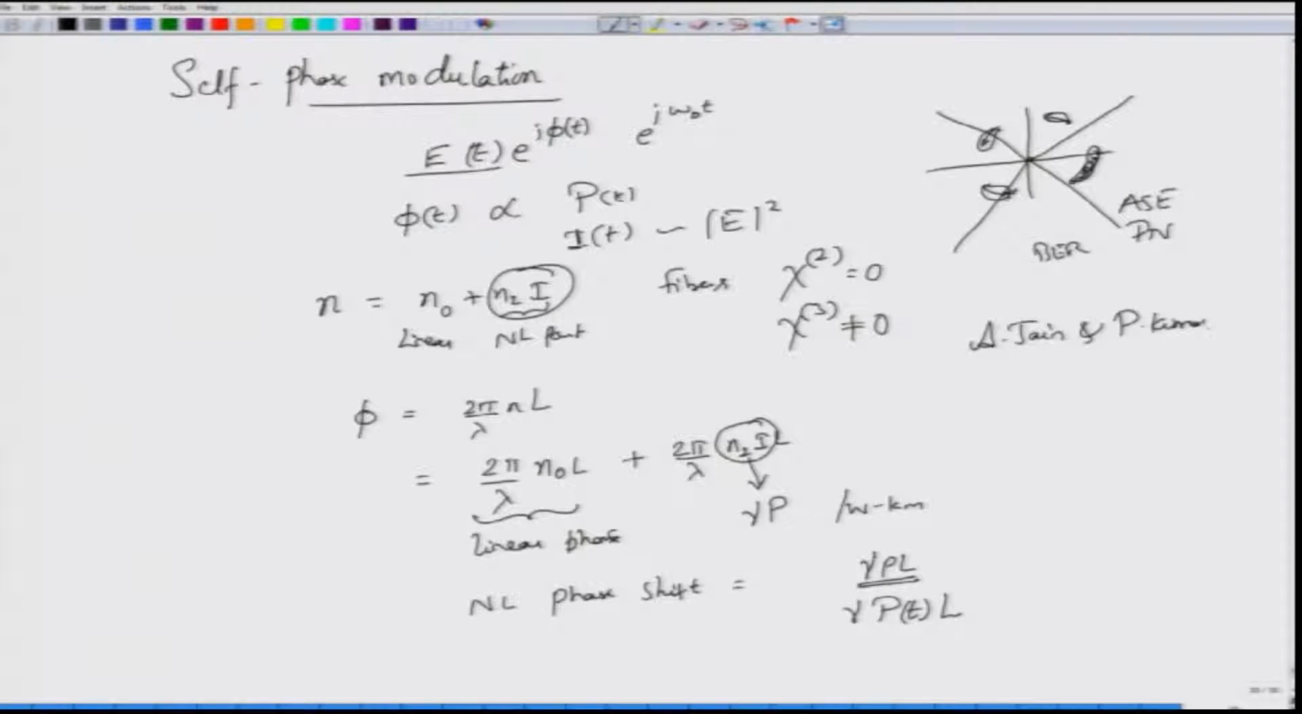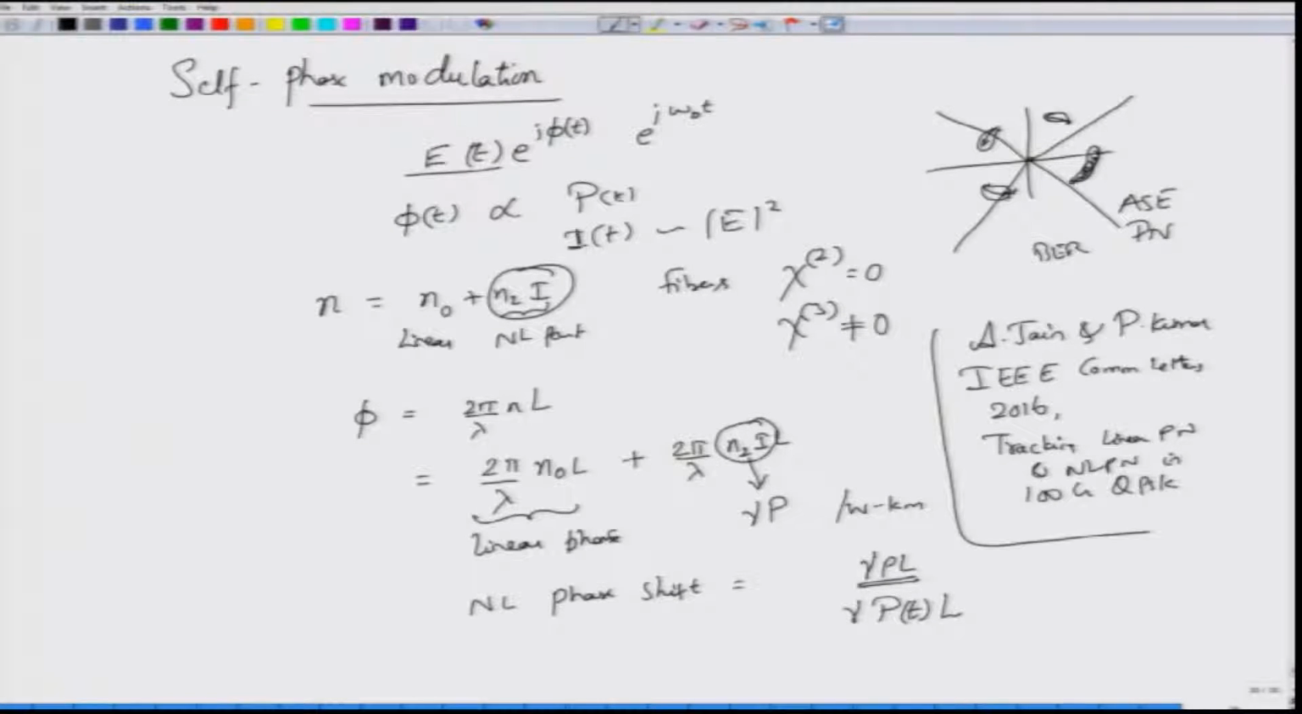You have this paper in IEEE Communications Letters in 2016. The paper is titled Tracking Linear Phase Noise and Nonlinear Phase Noise in 100G QPSK Systems. You can look at this paper, which extensively talks about how to estimate this nonlinear phase noise. If you look at the graphs in the paper, you will see that the self phase modulation obtained because of the fiber nonlinear effects can cause significant bit error rate, and it has to be mitigated in order to improve the performance of the system.